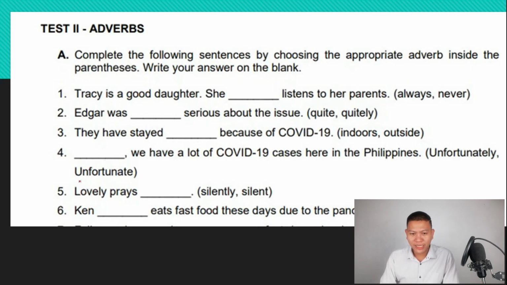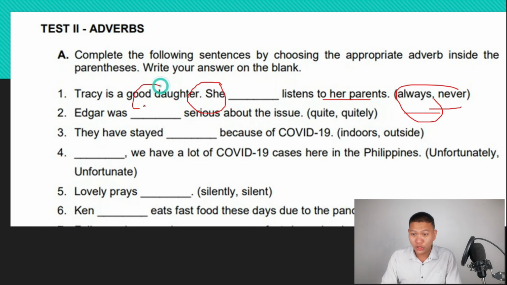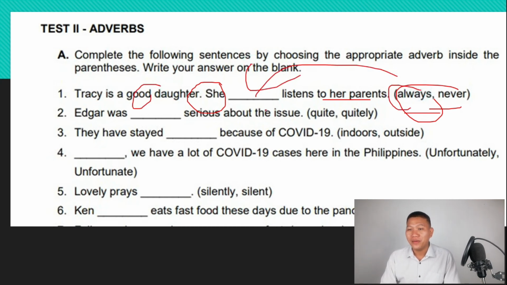Okay. Tracy, it's my name. Tracy is a good daughter. She blank listens to her parents, always or never. Which one is appropriate for a good daughter? So it's always. She always listens to her parents.